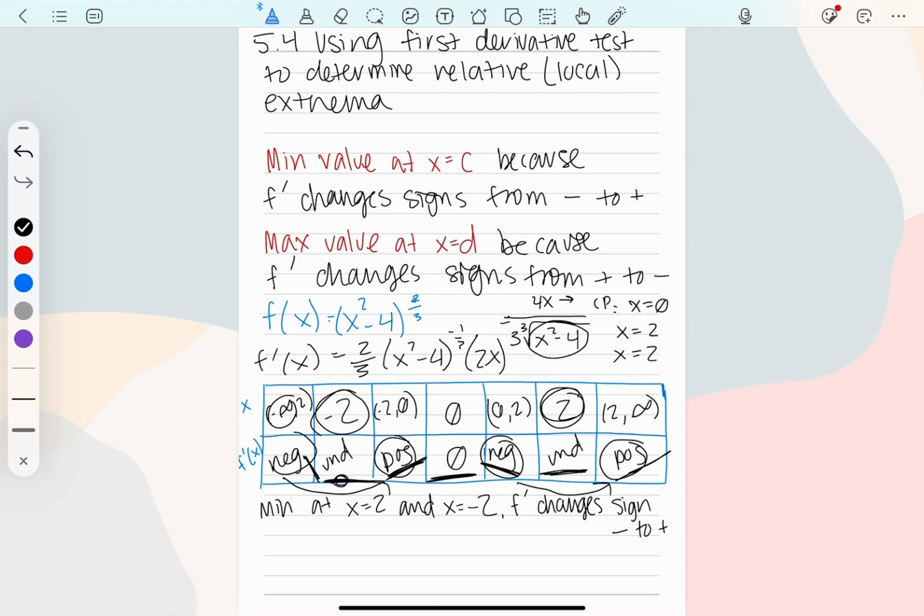Now we're going to look at our max, which is this positive to negative, and that right here is our 0. So there's a max at x equals 0, because f prime changes sign from positive to negative.